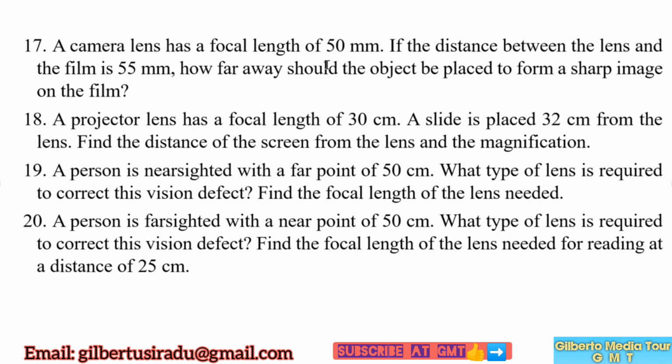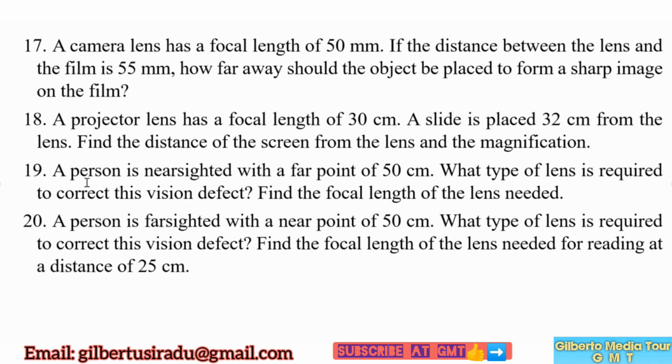Question 17. A camera lens has a focal length of 15 millimeters. If the distance between the lens and the film is 5 millimeters, how far away should the object be placed to form a sharp image on the film? Question 18. A projector has a focal length of 30 centimeters. The slide is placed 32 centimeters from the lens. Find the distance of the screen from the lens and the magnification.